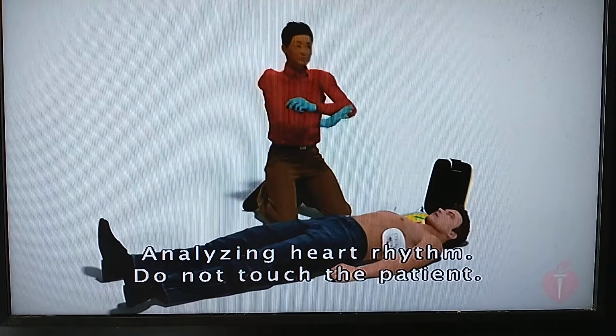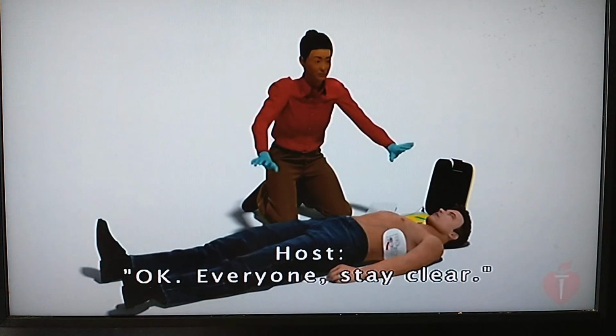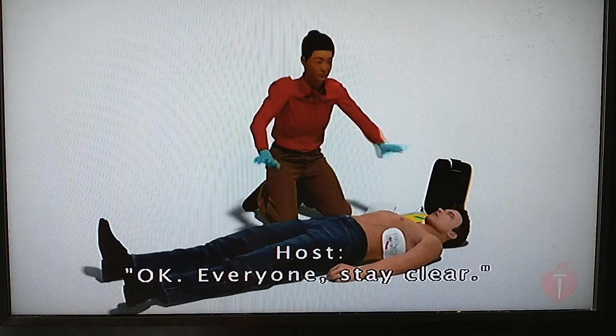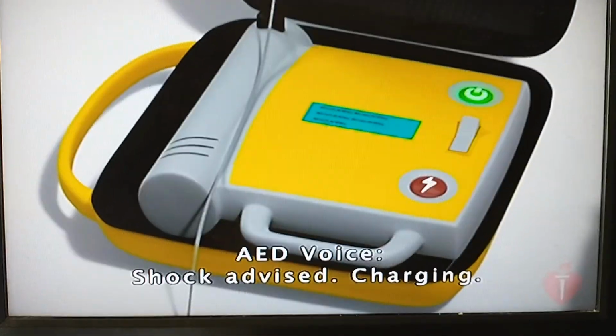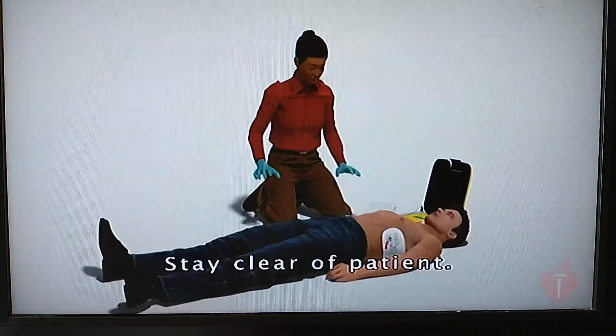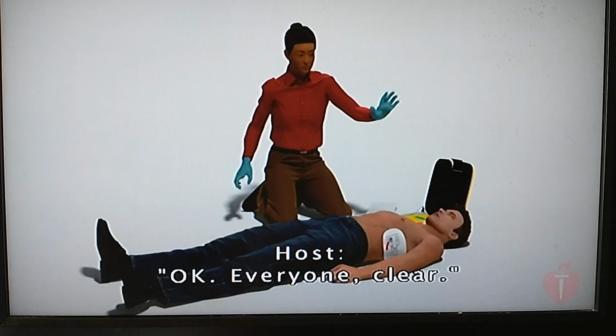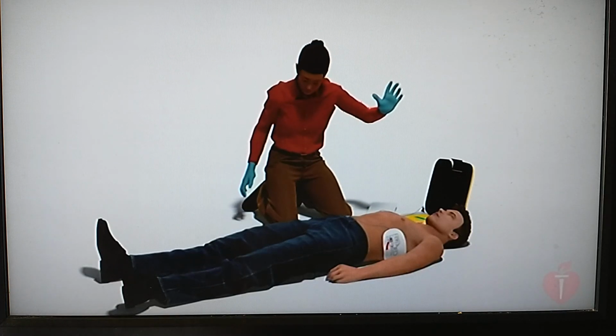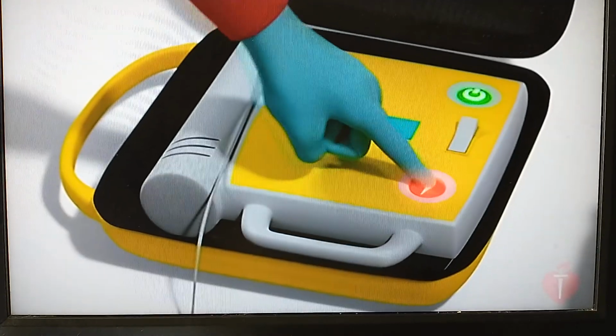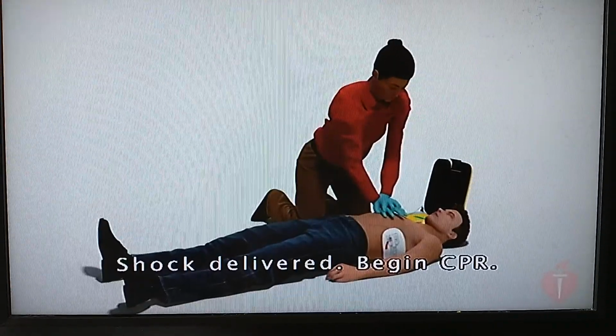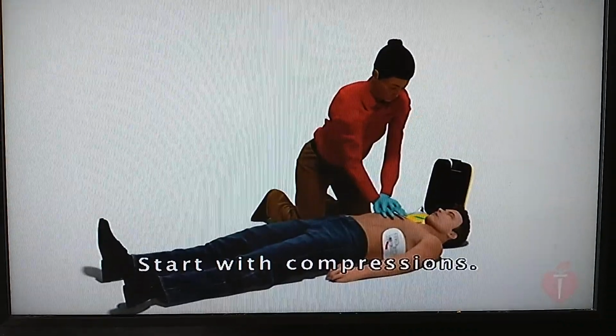Analyzing heart rhythm. Do not touch the patient. Okay, everyone stay clear. Shock advised. Charging. Stay clear of patient. Okay, everyone clear. Deliver shock now. Shock delivered. Begin CPR. Start with compressions.